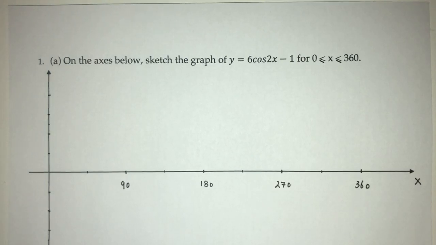So here we have question number 1. On the axis below, sketch the graph of y equals 6 cos 2x minus 1 between the values of x of 0 and 360.